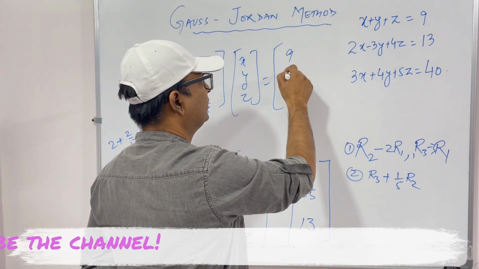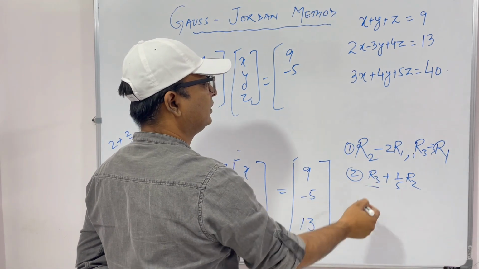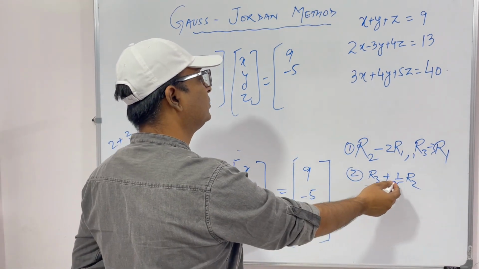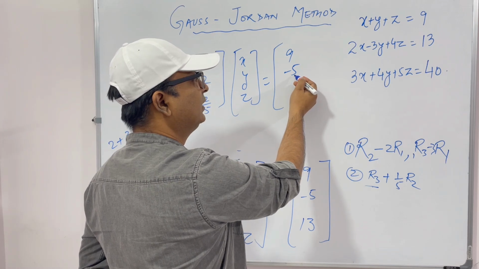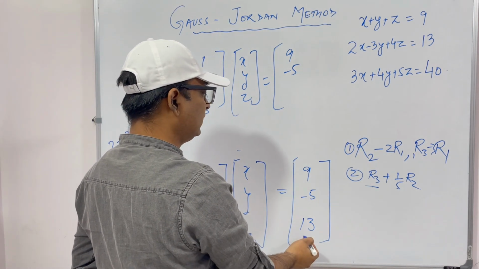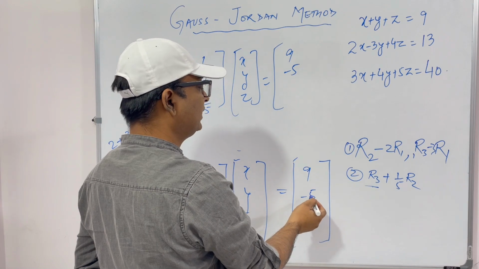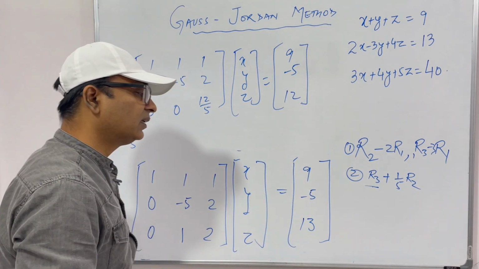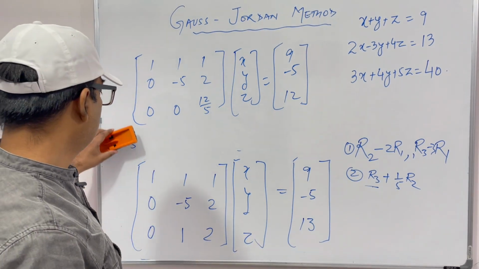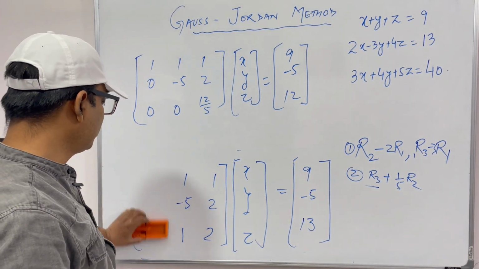We had done the operation on the third row only, R3 plus 1 by 5 of R2. So 1 by 5 of this is minus 1. What was R2? 13. So 13 plus minus 1, that is 12. This is our second operation, the result of the second operation.